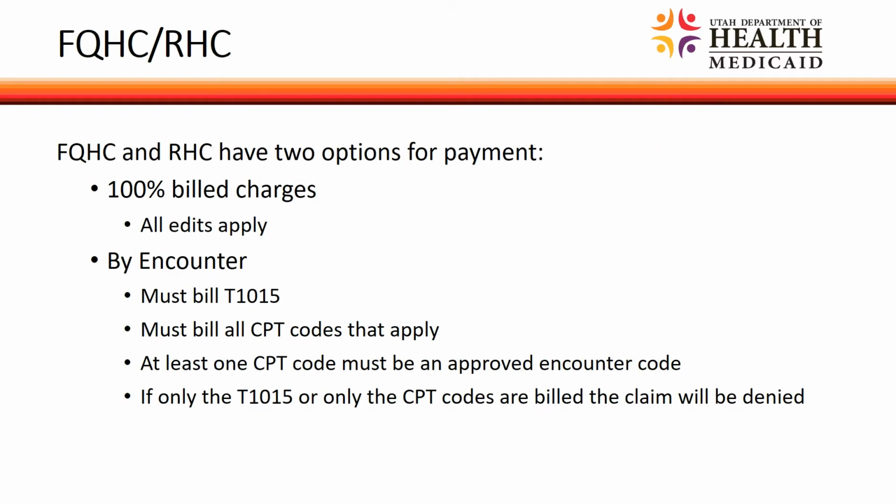Federally qualified health centers and rural health clinics have two options for payment. They can either bill 100% billed charges and then all edits would apply, or they can bill by the encounter. They would need to bill the T1015, and they must bill all CPT codes that apply. At least one CPT code must be an approved encounter code, and if only the T1015 or only the CPT codes are billed, then the claim would be denied.